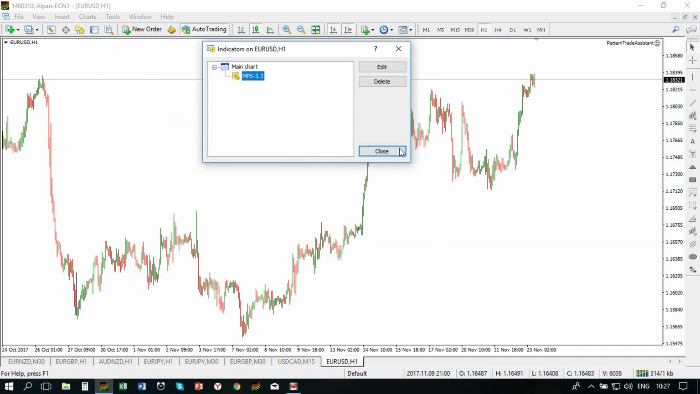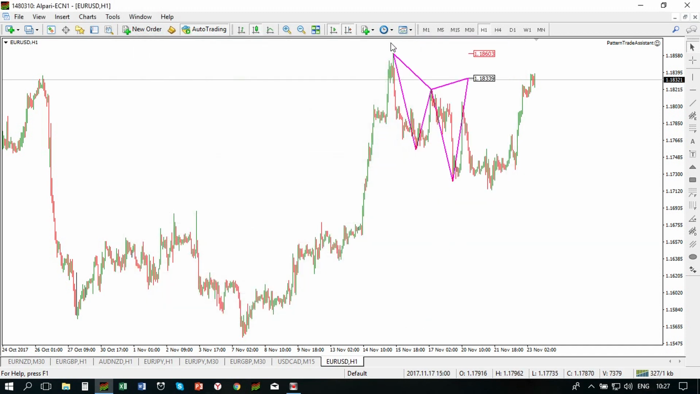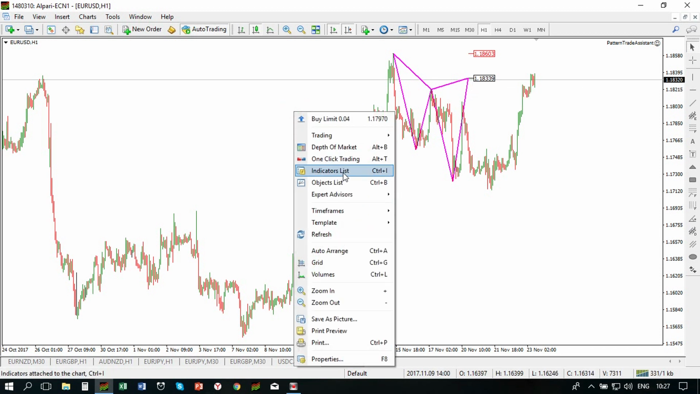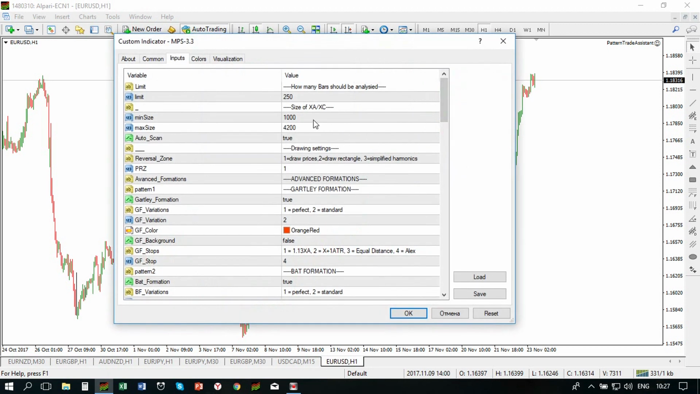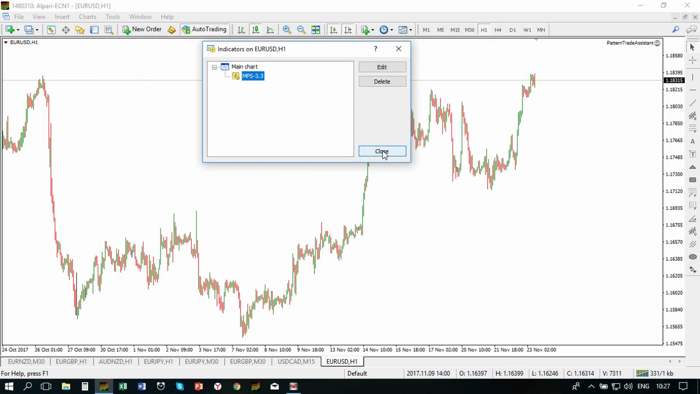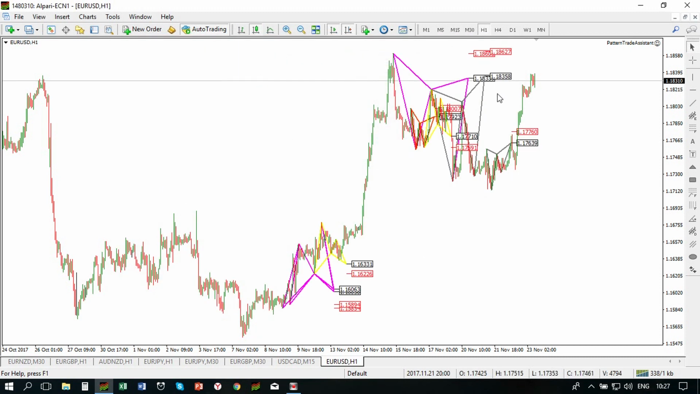So you can see that the patterns are found. So this is the Cipher advanced formation. Don't pay attention to these numbers yet. We will talk about them in a second. Let's go to settings. You see the pattern is found depending on these things. And if I type, let's say 2 pips, 2.0, okay, you will see how many patterns we have here. They are only advanced formations.